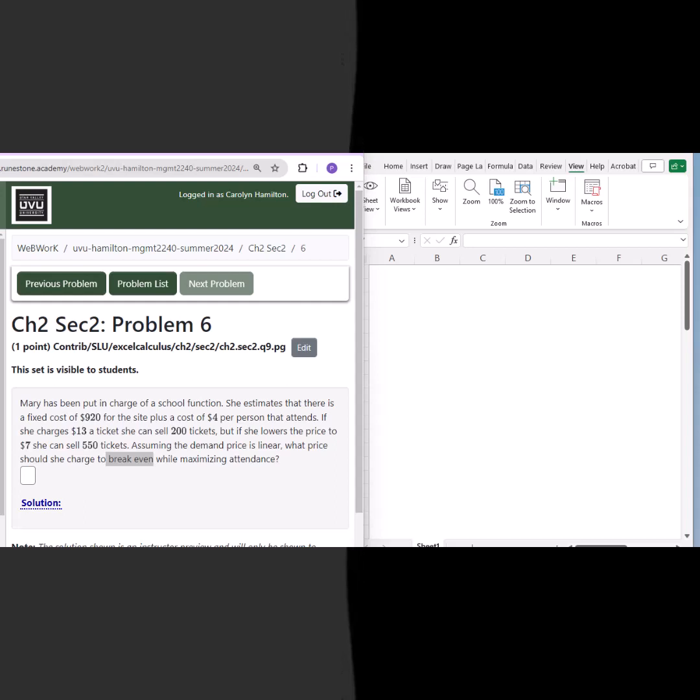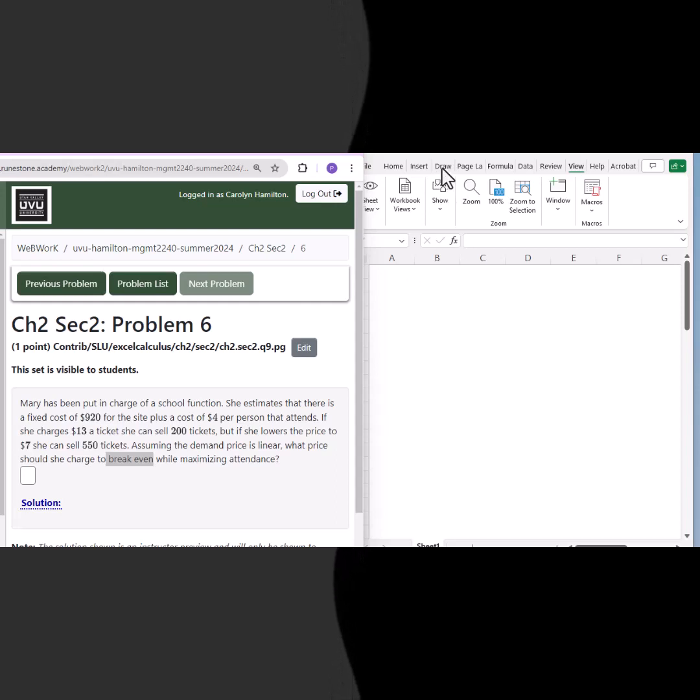Now, after all of our practice doing the last few problems with how to break even, we're going to do it from a paragraph. So Mary's been put in charge of a school function. She estimates fixed costs and a $4 per unit variable cost. And she charges $13 a ticket. She can sell 200 tickets, but if she lowers the price to $7, she could sell more. She could sell 550 tickets. Assuming the demand price is linear, what price should she charge to break even?